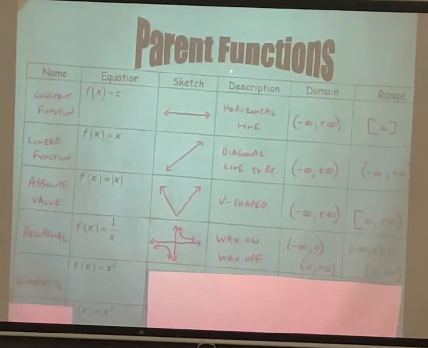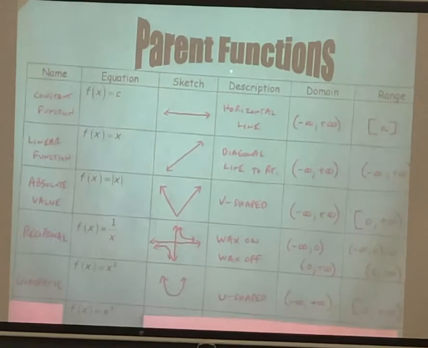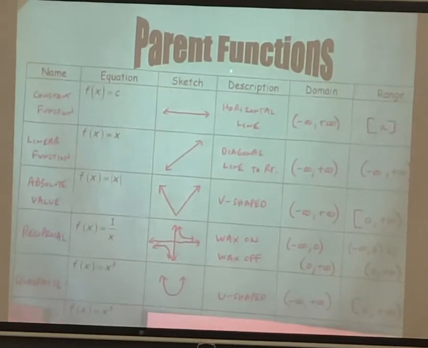The next one is our quadratic function, which again, is one you should be pretty familiar with. That's just our parabola, U-shaped. It also is negative infinity to positive infinity for the domain, and then for the range, the parent function is starting at 0 and going all the way to positive infinity.